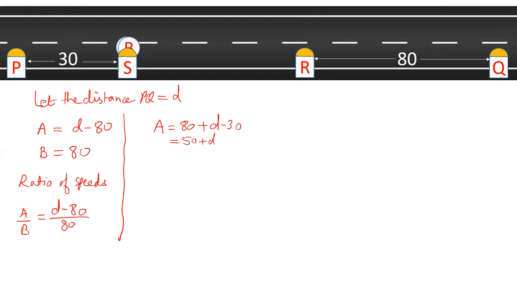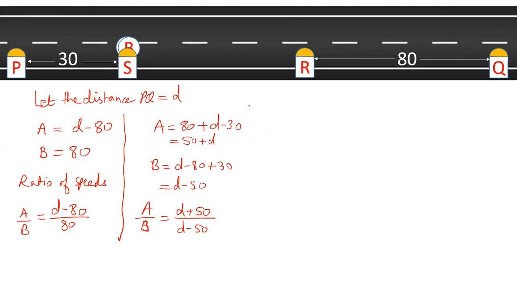Let's see how much B has traveled in this time. B has started from R, reached up to P, which is D minus 80. And then it turned back and reached up to S, which is 30. So B has traveled a distance of D minus 50. And they have taken the same time for this distance. So the ratio of their speeds will be D plus 50 upon D minus 50.